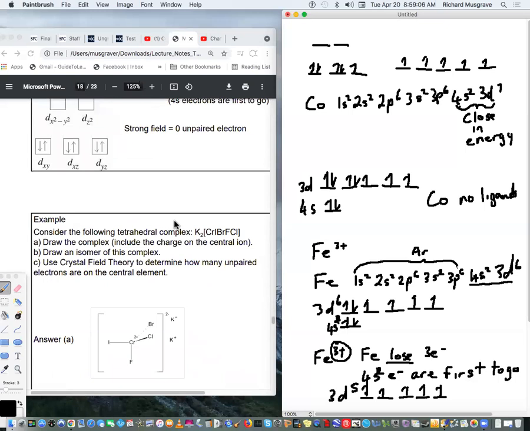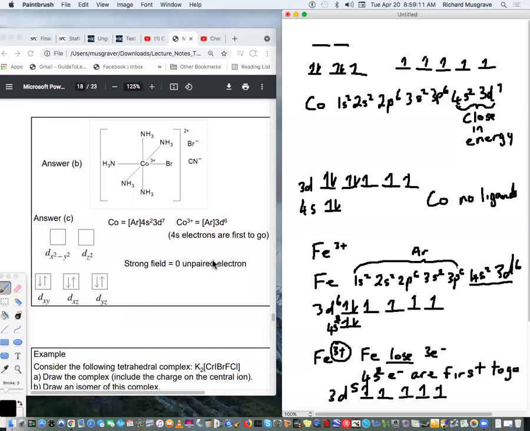I have a quick question. Why did 4 electrons leave? No, 3 did. The 4s electrons are the first to go. So we lost 2 of those and 1 of the d's. Oh, okay. You got it? Yeah. Okay. So we've got 6 electrons, and since it's strong field, they go 1, 2, 3, 4, 5, 6, and they all end up in here, which means there's 0 unpaired electrons.